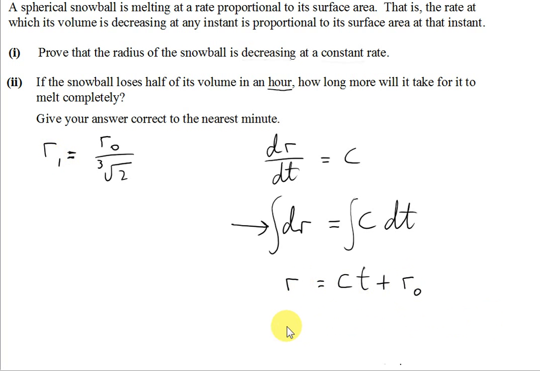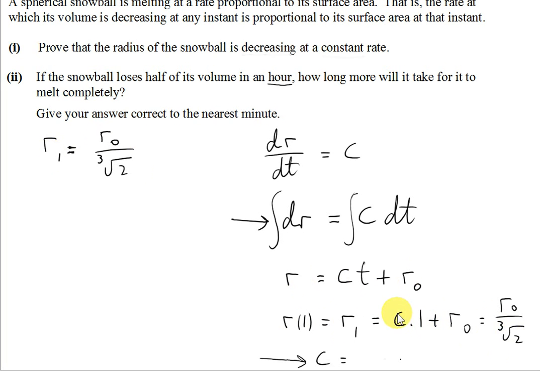Now we also have the radius at time 1, which is just r sub 1. So we plug 1 in for t, so we get c times 1 plus r0. And we know that this must equal r0 over the cubed root of 2. So from this equation we can actually get c in terms of the initial radius r0. C times 1 is c, and it's going to equal r0 over the cubed root of 2 minus r0.